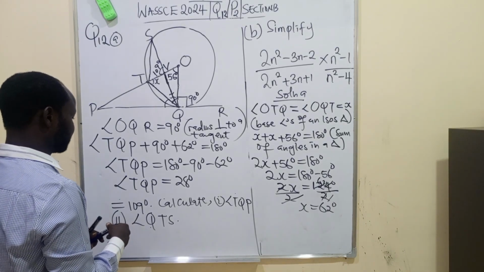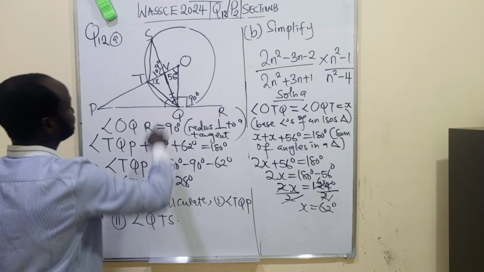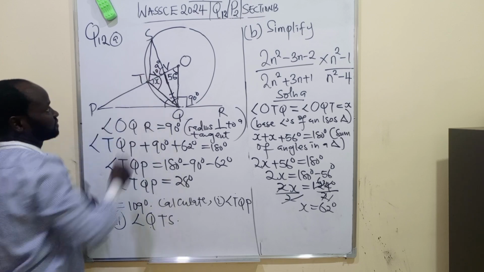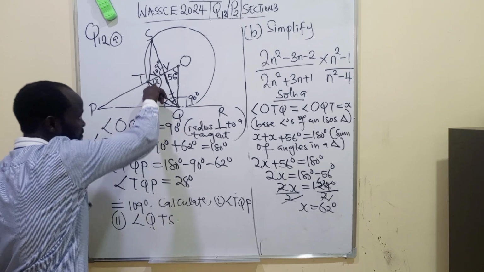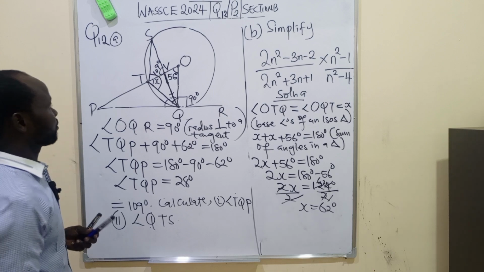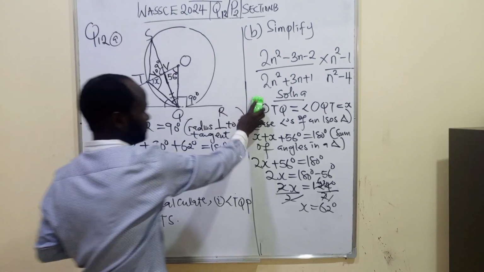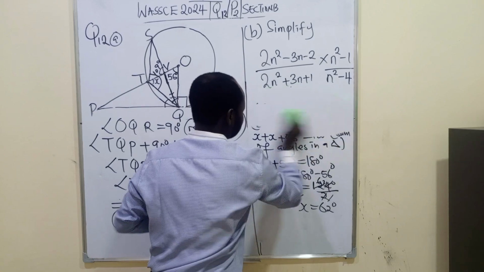Next is for us to find angle QTS, which is the whole of this angle now. We are looking for the whole of this angle, given that this small angle here is 62. To do that, let's move here.